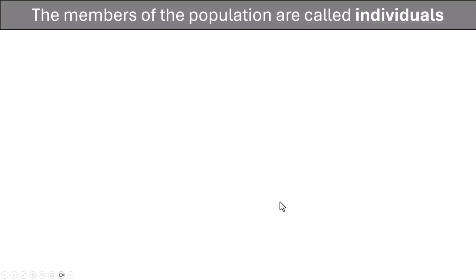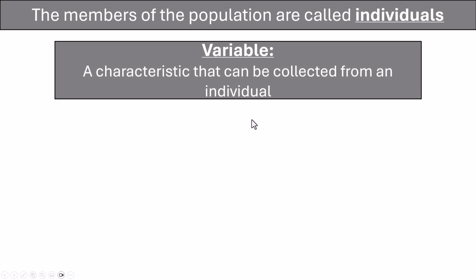Okay, we described this in the last section, but just reiterating here, the members of the population are what we call individuals, whether they be students or cars or houses or anything like that. And from the individuals, we collect the variables. So a variable is just a characteristic that can be collected from an individual. But now the further step that we're going to go here is we're going to say there are actually two main ways that we can classify variables.